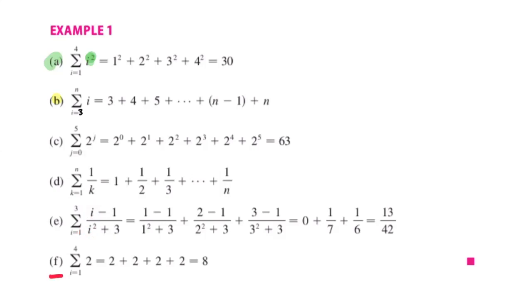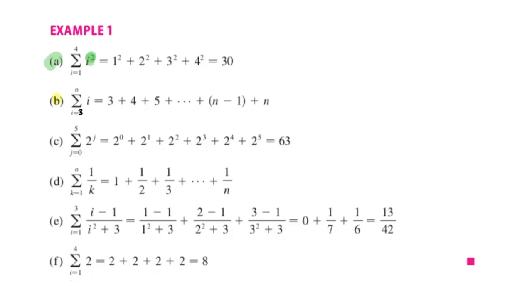I think F is worth saying something about here. The terms don't look like they depend on i. They're just 2. Well, they kind of do depend on i. They're just a constant. So no matter what the value of i is, the term you're adding is 2. So when i is 1, you take a 2. When i is 2, you take a 2. You always take a 2. And there are 4 terms because i goes from 1 to 4. So those 4 twos add up to 8.